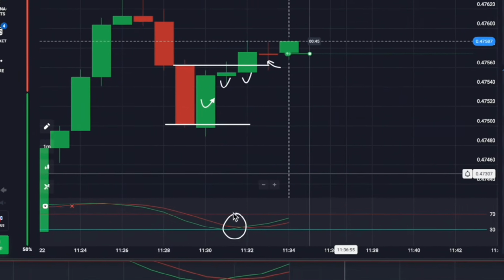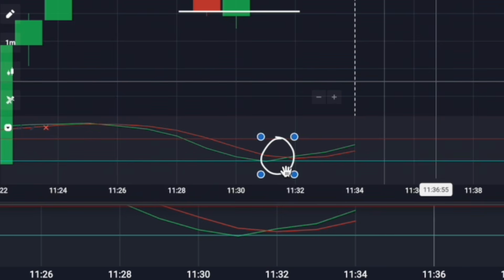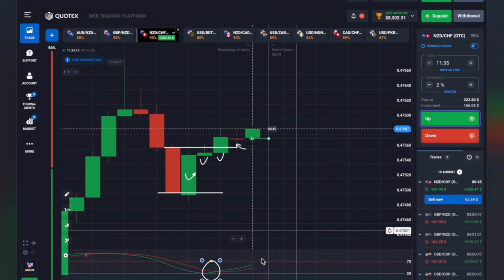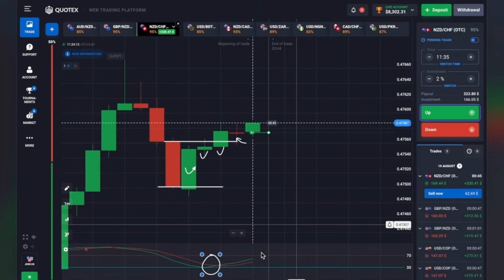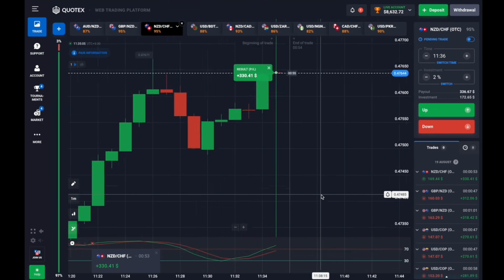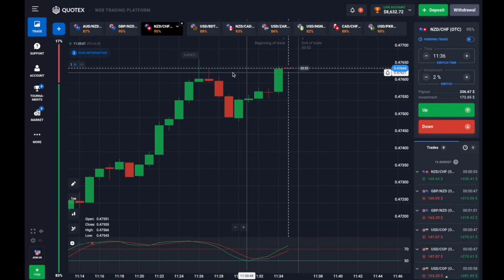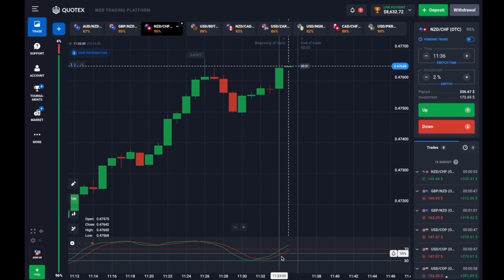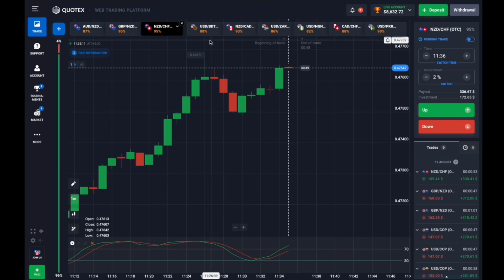My second confirmation was the stochastic. It gave me a bullish crossover and it had not yet reached our overbought zone. That gave me an additional confirmation for the call entry setup. And the third confirmation, there was no immediate resistance zone nearby, which reduced the chance of immediate rejection. Because of that, I took the call entry and it ended up being a winning trade.